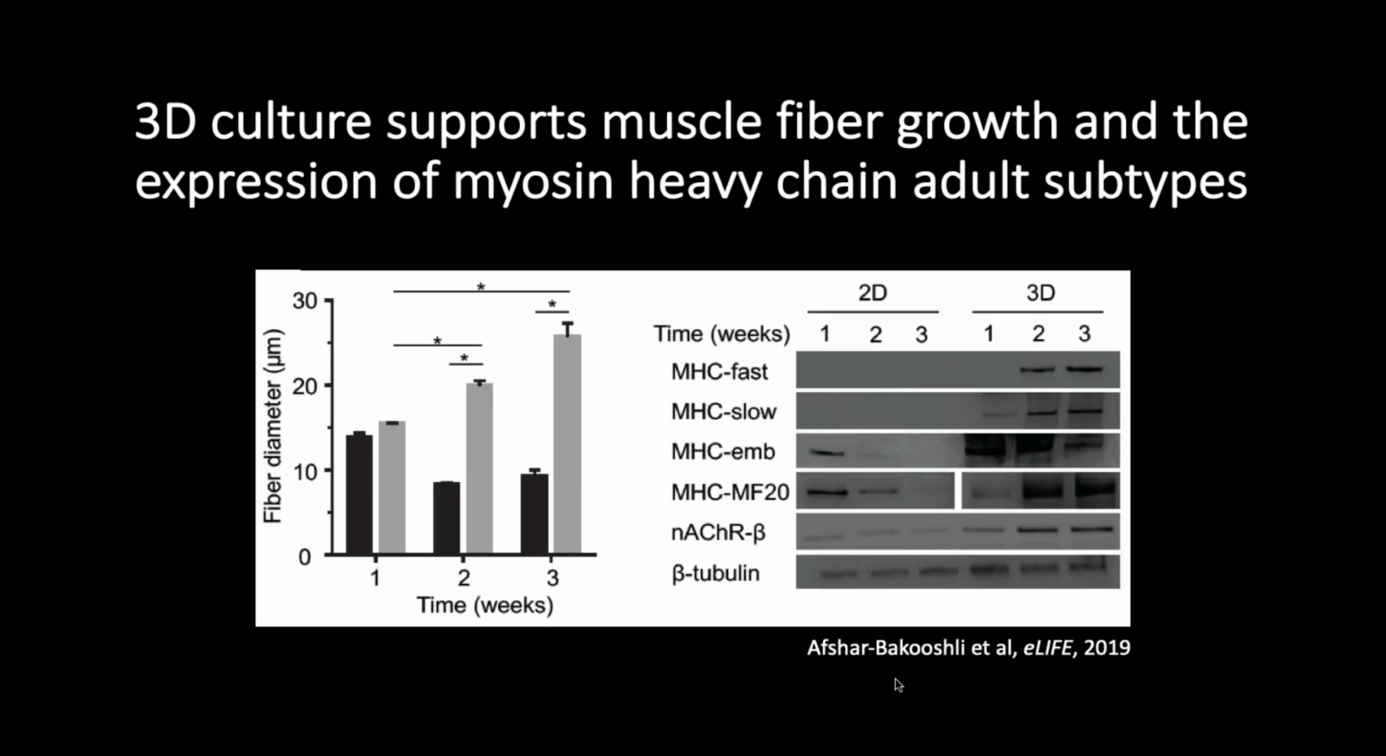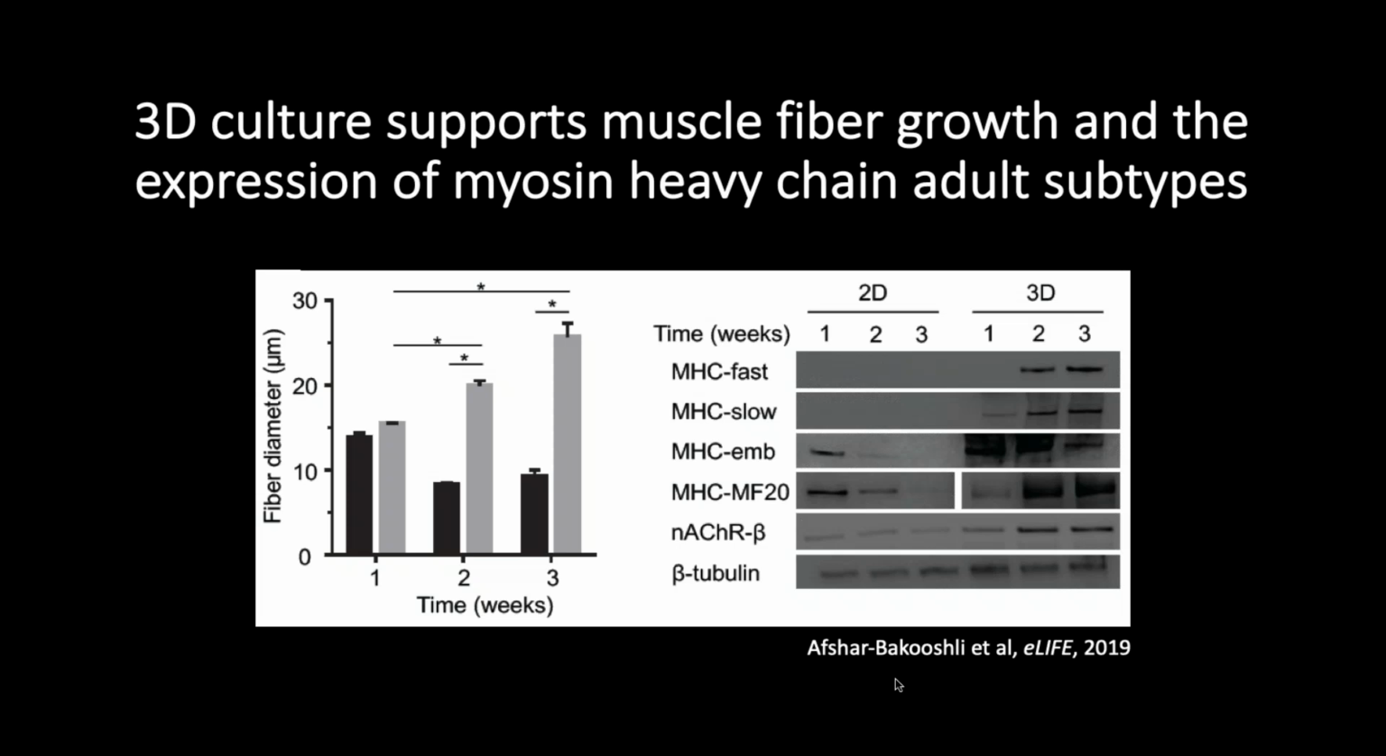One of the things that we noticed very early on is that in our 3D cultures, we would see the formation of very uniform muscle fibers, whereas in our 2D cultures, we would find that over time, we lost our big fibers and we're left with smaller fibers. We could quantify that. So in this bar graph on the left, in the gray bars, you're looking at the diameter of the muscle fibers that are formed in 3D culture, whereas in the black bars, you're looking at the diameter of muscle fibers that are formed in 2D culture.